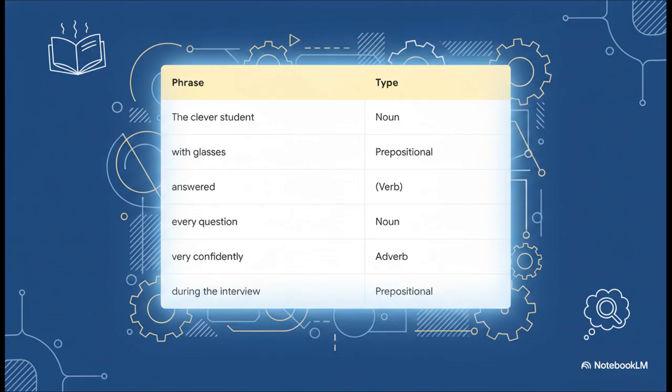The clever student acts as the subject. With glasses is a prepositional phrase adding visual detail. Every question is our object. Very confidently tells us how they answered, and during the interview tells us when. The whole shebang works together in total structural perfection.